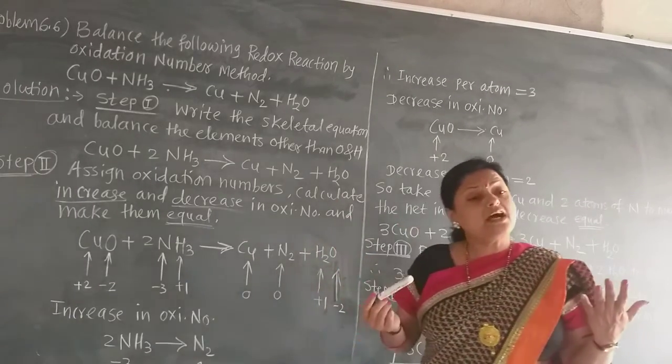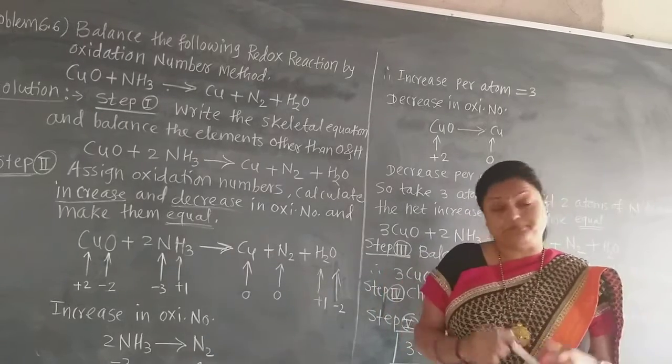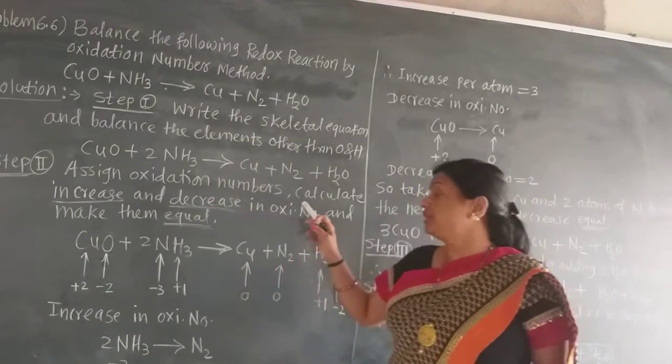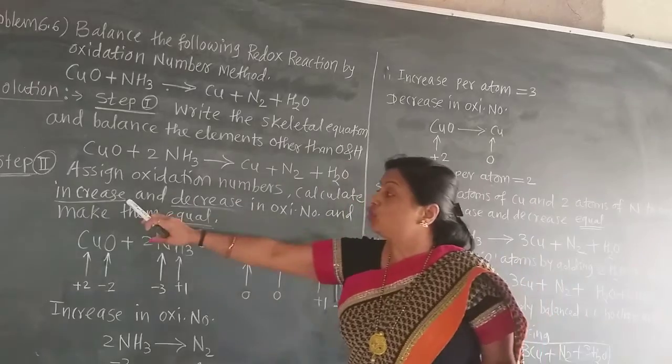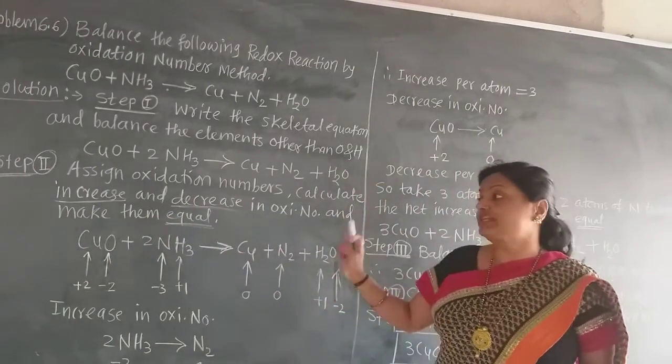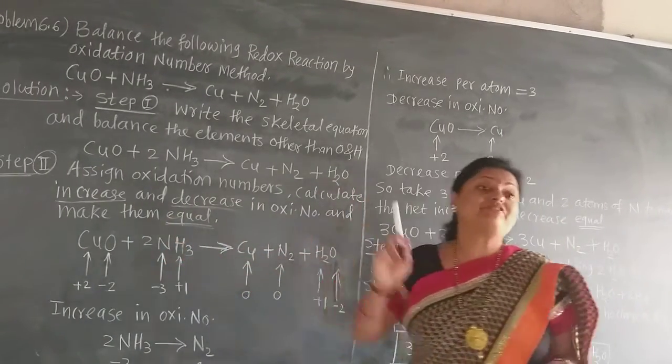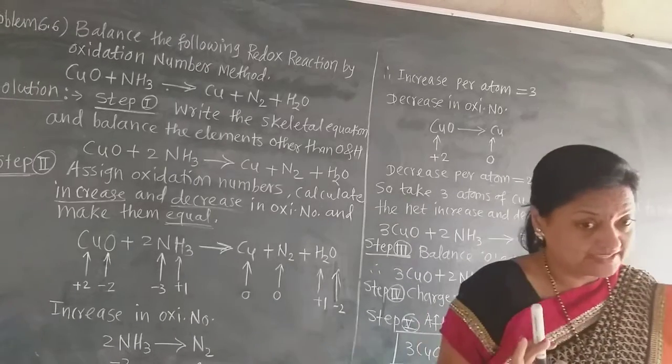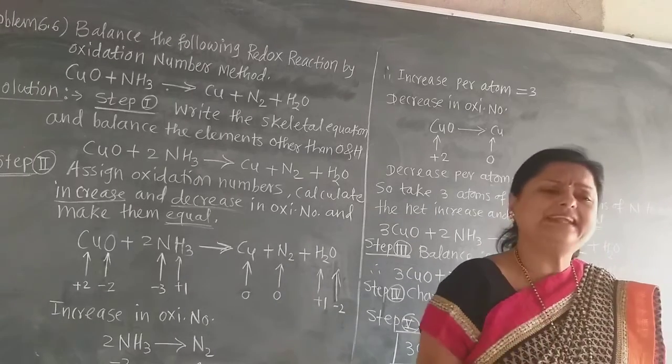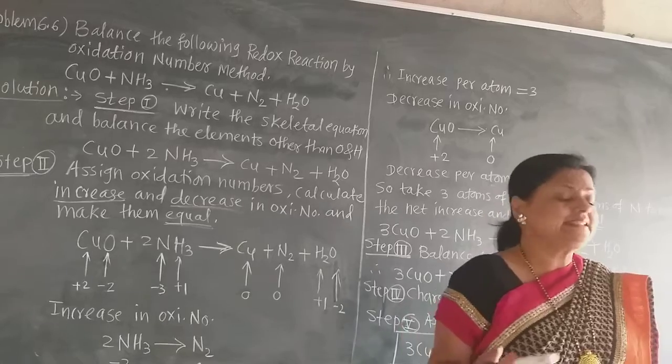Now what is the second main step? Now assign the oxidation numbers and calculate the total increase and decrease in oxidation number and make them equal. This is a very important step. The second step is very important. Then the reaction can be balanced automatically.